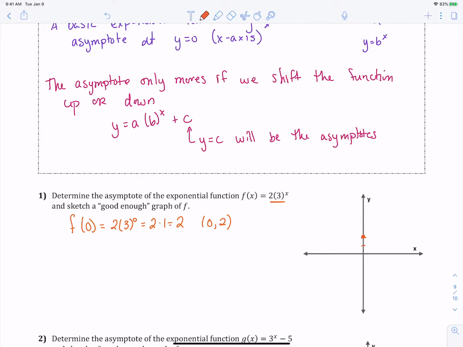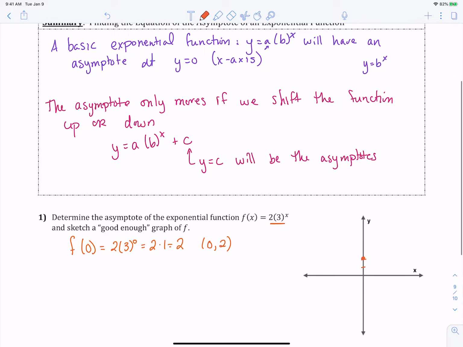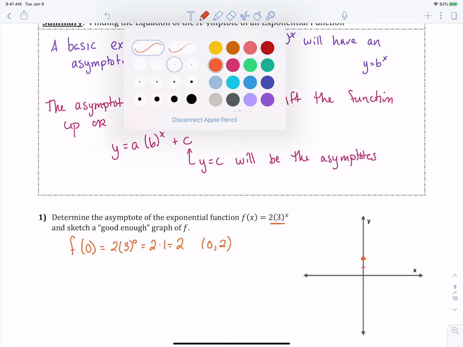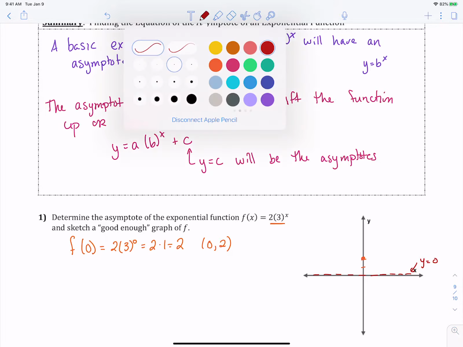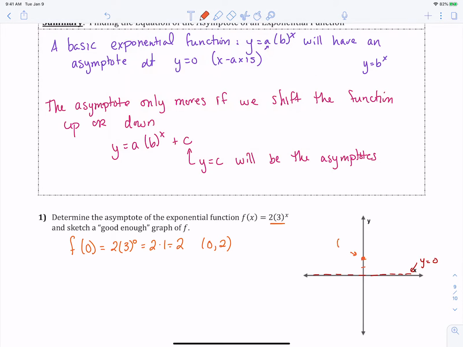Now this function, 2 times 3 to the x, is one of our basic exponential functions like we were talking about up here. So its asymptote is going to be at y equals 0. Notice it is now 2 units away from our y-intercept, and that's because it's got a stretch to it. We draw that in as a dotted line, just a little bit above the axis, and I usually like to label it. I also like to label my intercept. Then we can draw in our graph, and we're just drawing a good enough graph, so we're getting that shape. We see our asymptote, and we've got our y-intercept.